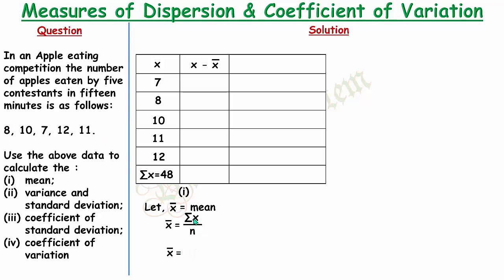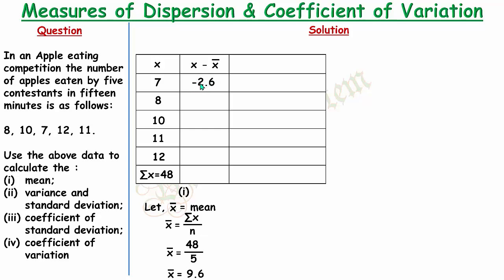X bar equals, the summation of x is 48, and 5 contestants took part in the competition, so n is 5. The mean will now be equal to 9.6. Okay, 9.6. That's the mean of the values given to us here. Now with that, I can fill up the second column.